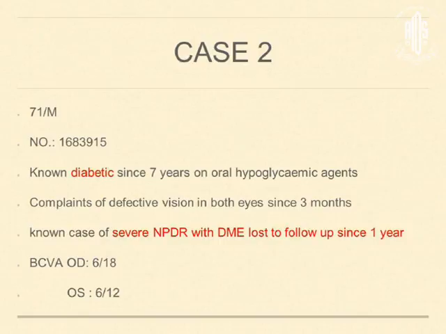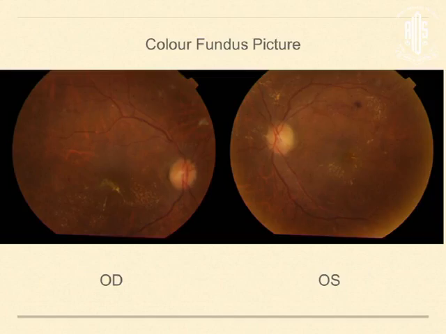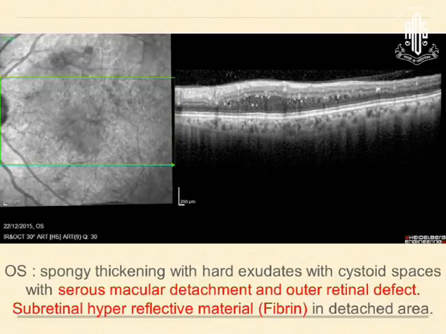And another case scenario, you have a severe NPDR and DME patient lost to follow-up since 1 year. Here he comes with defective vision. It looks like a severe NPDR picture. And OCT shows a subretinal fibrin kind of material under the serous macular detachment, and you have a diffuse spongy edema thickening. So now whether it's a CSCR or whether it's a diabetic macular edema, these are some of the situations where you think whether it's a CSCR or a diabetic macular edema.